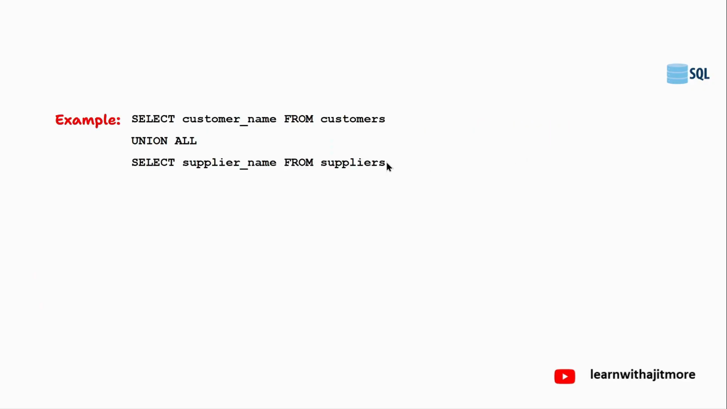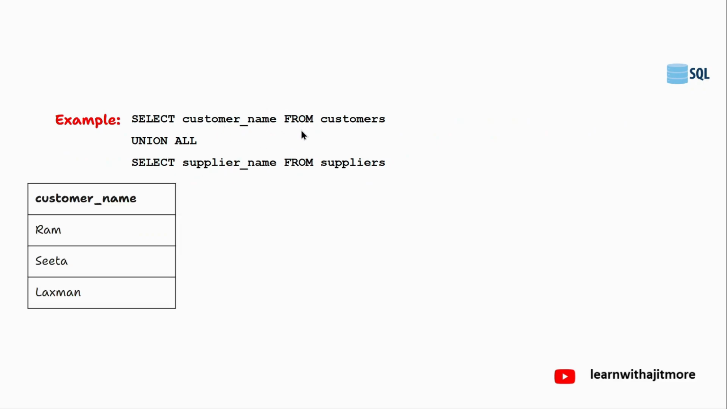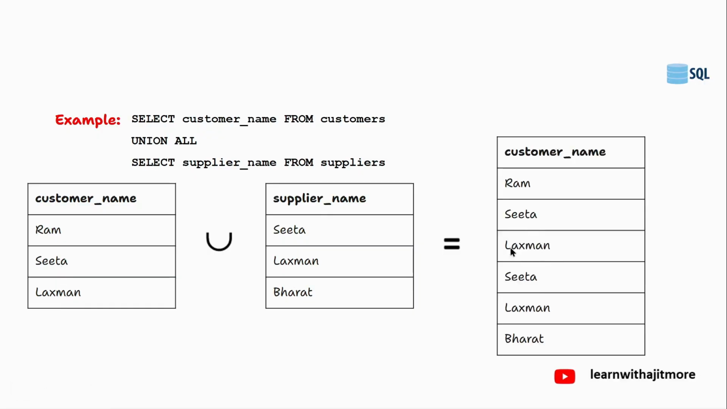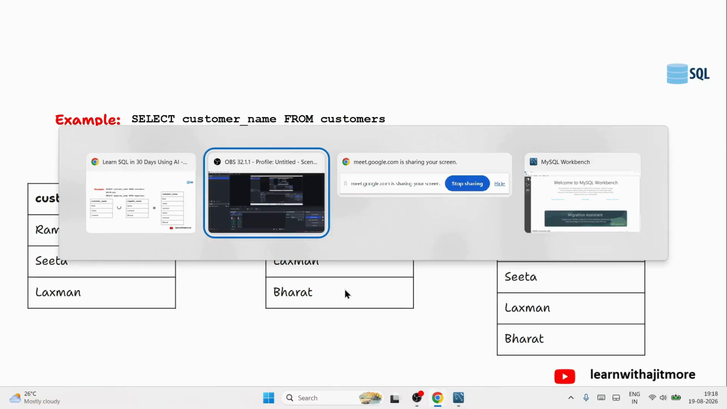Okay. See, in the union example, first all the customer names from customers, union all the supplier names from supplier. And when you see the result, as you have given union all, Sita and Lakshman are preserved: Sita, Lakshman, Sita, Lakshman. Getting, guys? So I hope that part is clear. If you want, quickly I'll show you one demonstration.